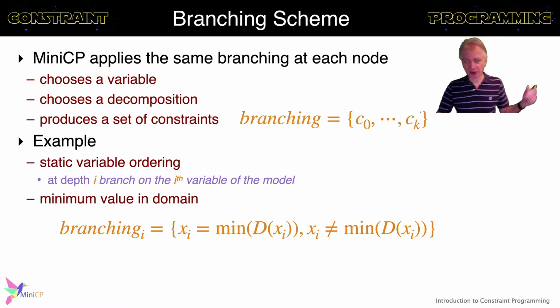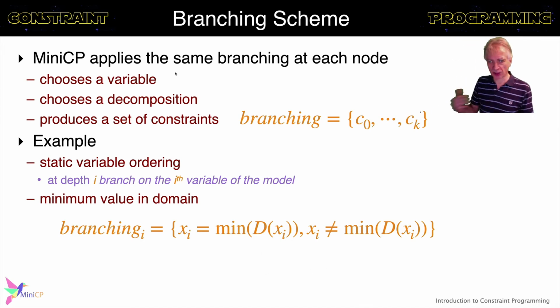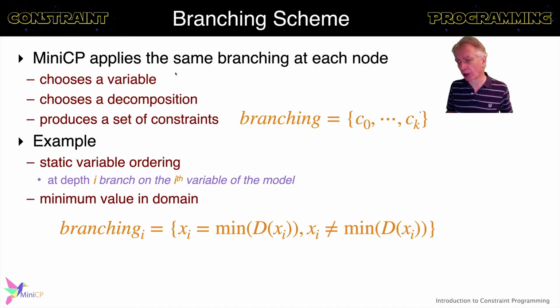Okay? So for instance, if I'm using a static ordering, and at the depth i of my search, I want to branch on variable i and assign the minimum value, or I want to constrain the variable not to take its minimum value. These are the two constraints that I will generate. I will have the branching on variable i, and it will tell me that xi is equal to the minimum value in its domain, or is not equal to the minimum value of its domain. That's what the branching scheme is going to do. It's going to be completely generic, as I'm going to show you.